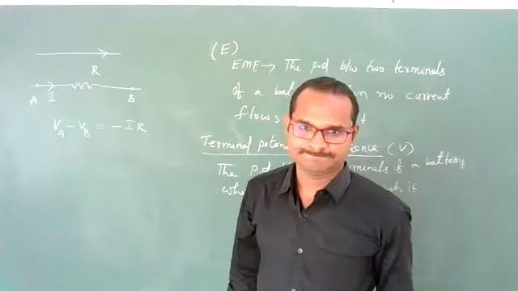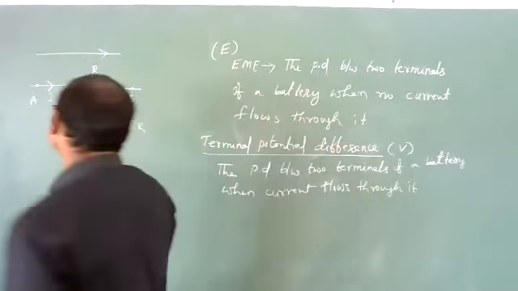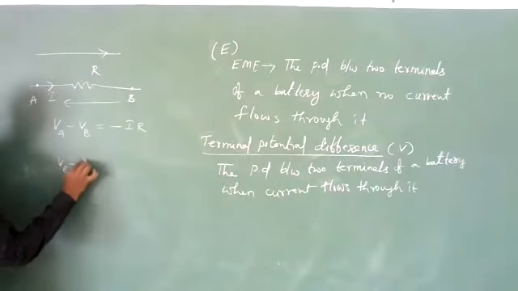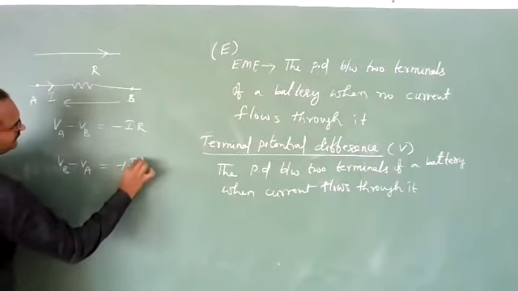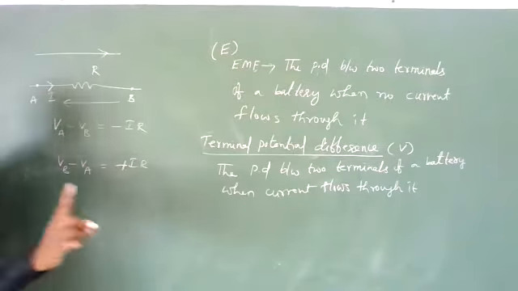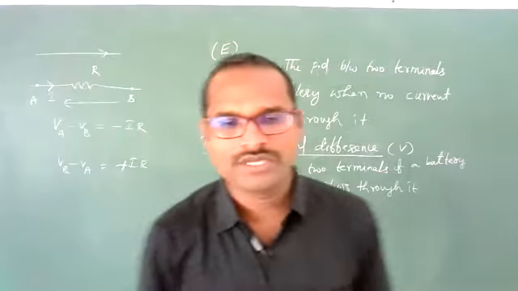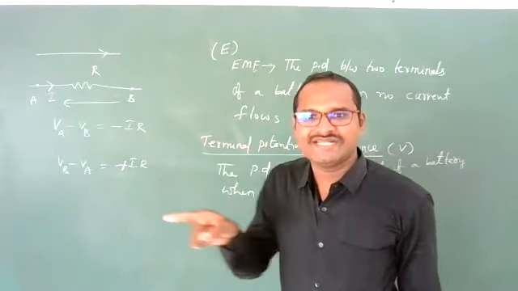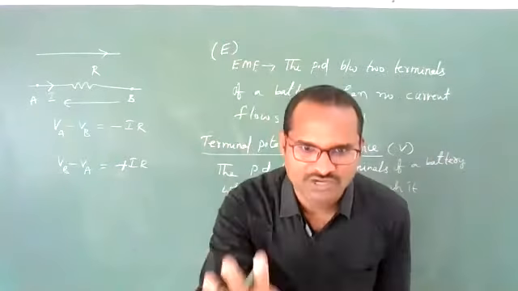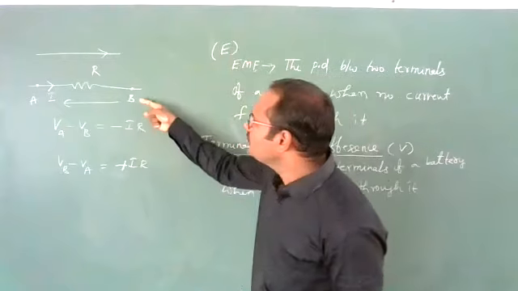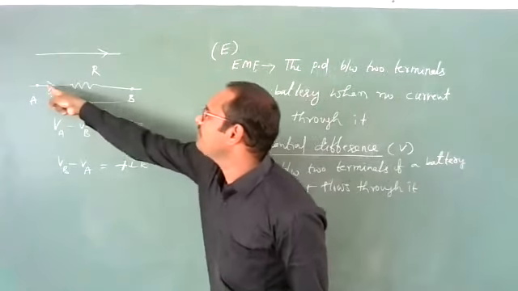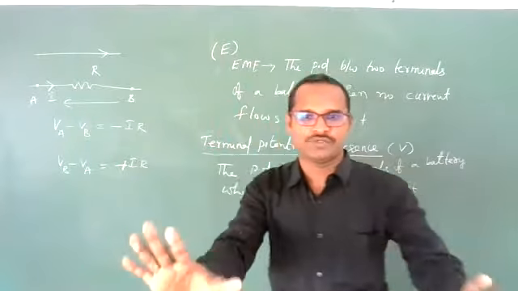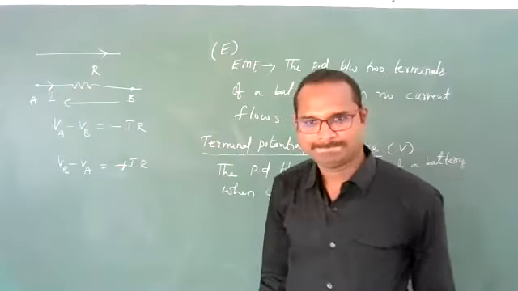You remember this point. And let us suppose if you are moving from B to A, then VB minus VA will give you plus IR. These 2 points are very important, just remember. Across the resistor, if you want to move in the direction of flow of current, then always potential drop will be there. And if you want to move in the opposite direction to the flow of current, then potential gain will be there. Plus IR you should write. Remember this point.